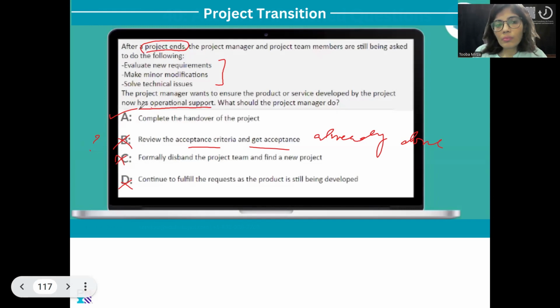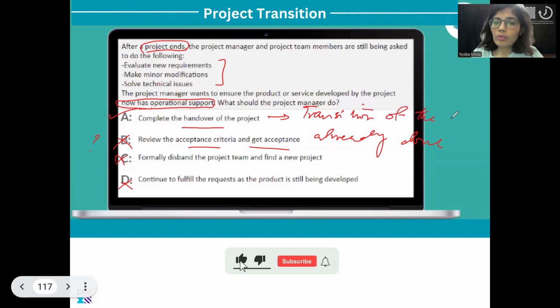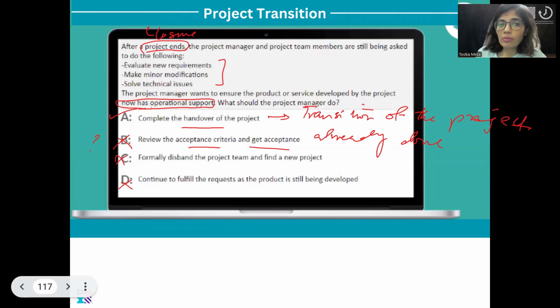So if we go to the last paragraph, the project manager wants to ensure that once the project ends, it keeps getting the operational support. Then he simply needs to hand over to the team who will be supporting the operational part of the project. So option A actually talks about transition of the project, which has not been properly done. If the transition or handover has been properly done, then this situation where you get new requirements, minor modifications and technical issues, even after the project is ended, project end means closure is done, project is closed.